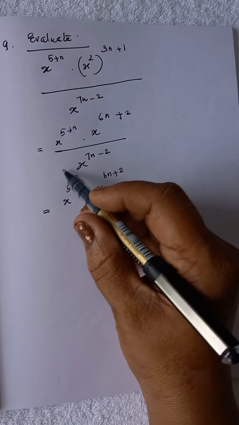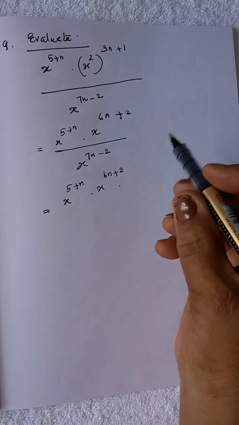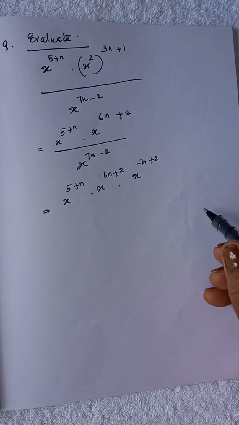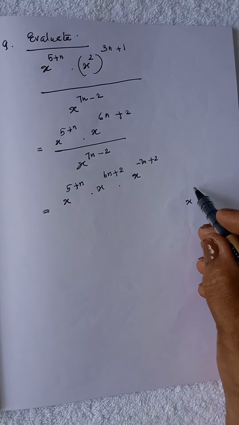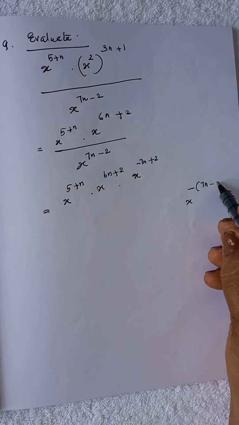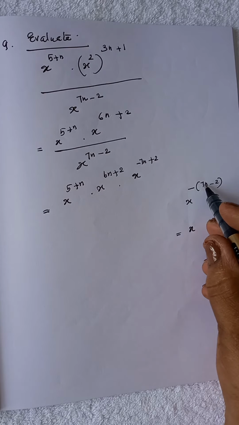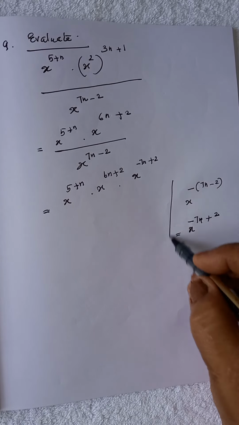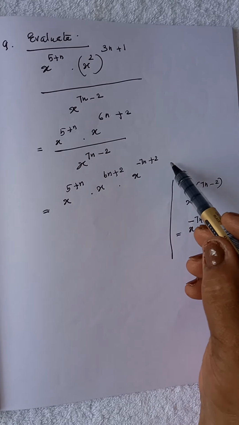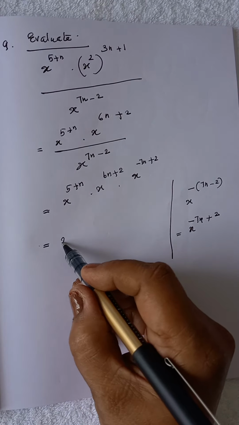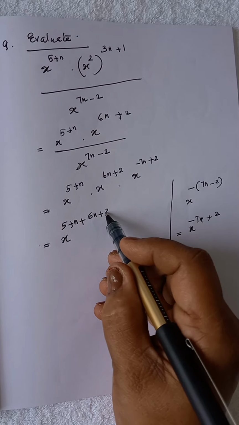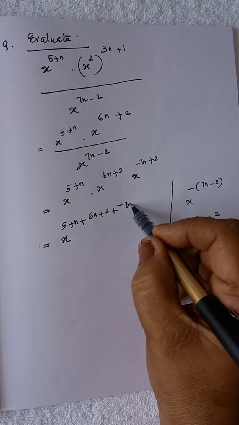Now this is x raised to 5 plus n into x raised to 6n plus 2. We can take this x raised to 7n minus 2 to the numerator. So that is x raised to minus 7n plus 2. That is the sign changes like this, x raised to minus of the 7n minus 2, that will become x raised to minus into 7n is minus 7n, minus into minus is plus 2. So that is how we got minus 7n plus 2. Now that is equal to x raised to 5 plus n plus 6n plus 2 plus minus 7n plus 2.